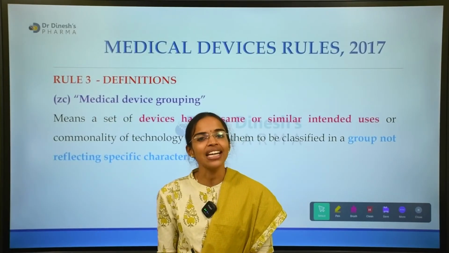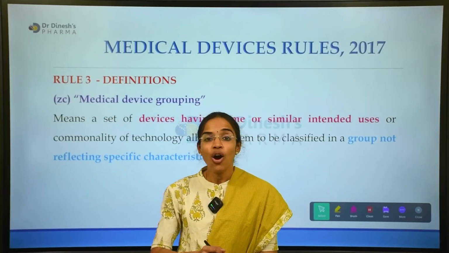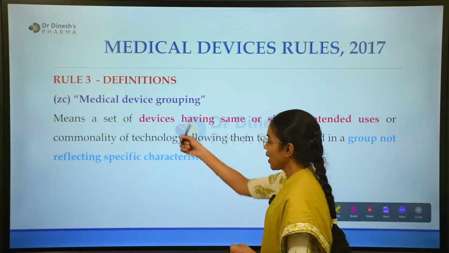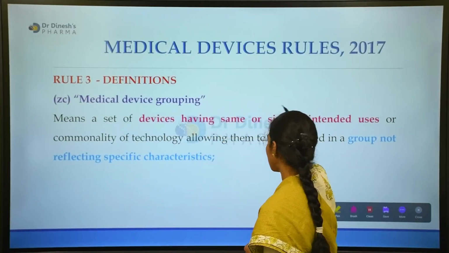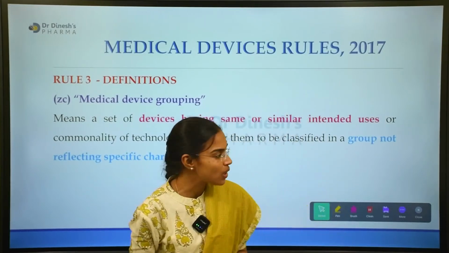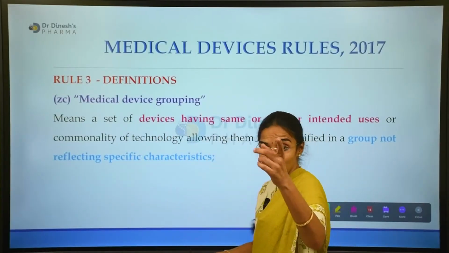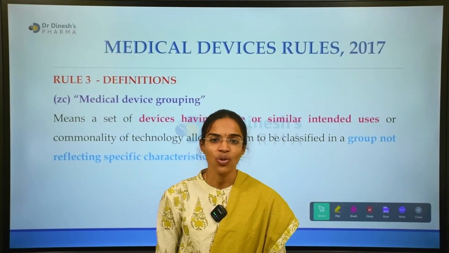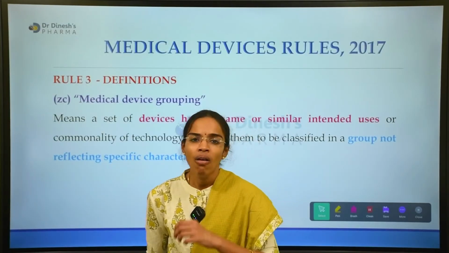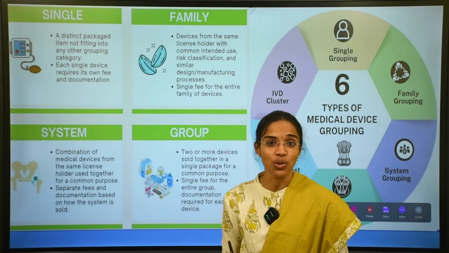There are so many criteria for categorizing or grouping medical devices. What are they? We will just go through. Medical device grouping is nothing but grouping devices having the same or similar intended use or a common technology. It does not necessarily reflect a specific characteristic. So we will see what the various groups of medical devices are.